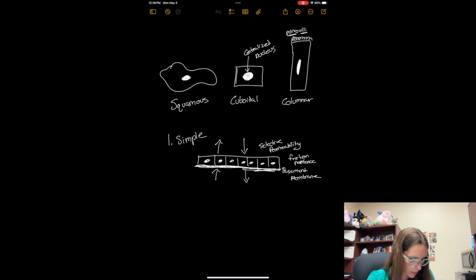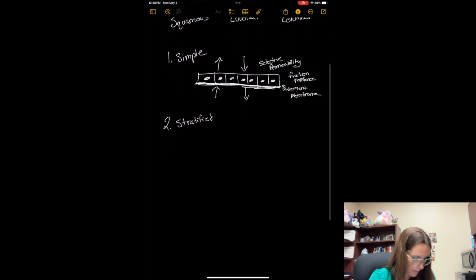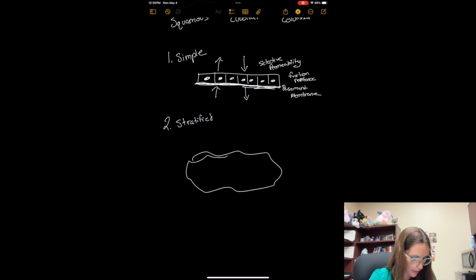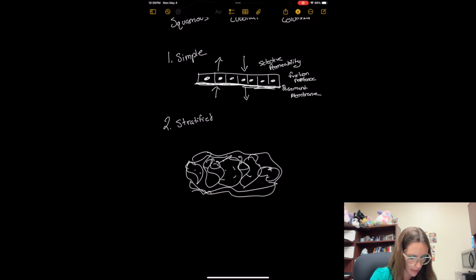The other way that we can organize our tissues is what we call stratified. In stratified tissues, instead of one layer, we have many layers. So I'm just going to draw a glob here of squamous cells. So lots and lots of squamous tissue, right? And just imagine that there's many, many nuclei here. And of course, we still have our basement membrane.